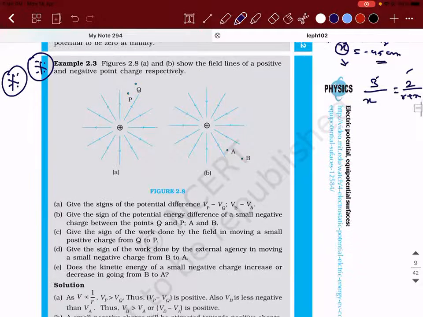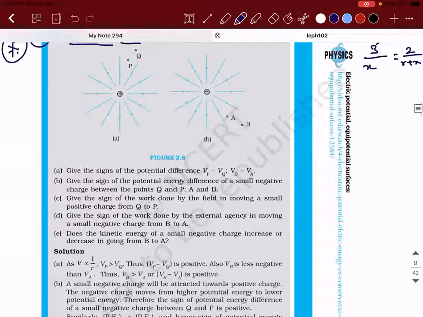So if you see in figure 2.8, A and B, there are some field lines that are shown with respect to positive and negative charges. Our job is to give the sign of the potential difference Vp minus Vq, Vb minus Va. Secondly, we need to give the sign of the potential energy difference of a small negative charge between points Q and P and A and B. Third is about work done. Fourth is about the work done by an external agency. And the fifth one is about kinetic energy. So we go one by one.